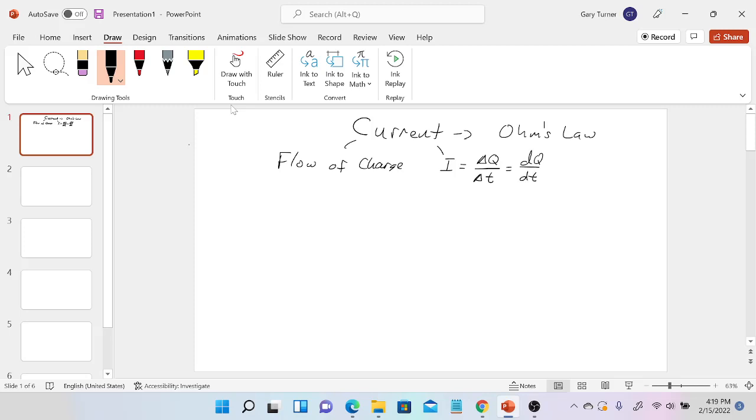For a lot of cases, especially steady current states, this definition will do just fine. When you have the current behaving as a function of time, you will in fact need the derivative. Okay, but let's develop an idea of what current is.